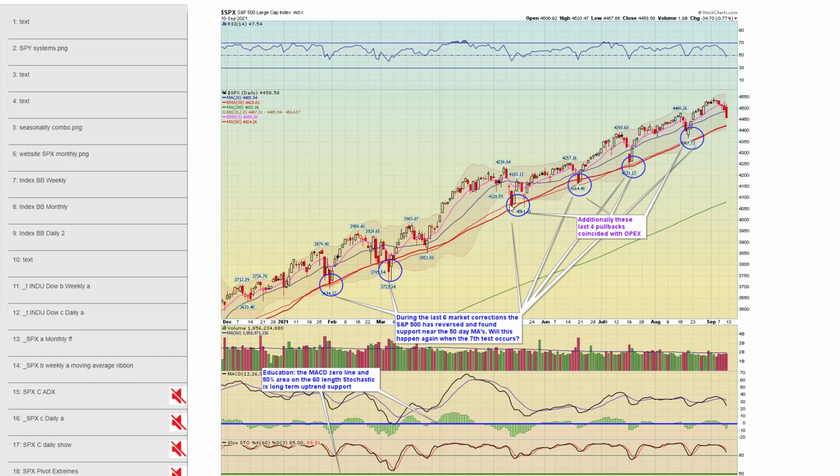And the last 4 times here from May, June, July, and August, these have all corresponded with options expiration. Okay, so the market's typically sold off into options expiration and then rallied and strengthened to new highs after options expiration. So interestingly, this week we have options expiration as well. So we could sell off down to the 50-day moving average again here and then recover to a new high. That's possible.